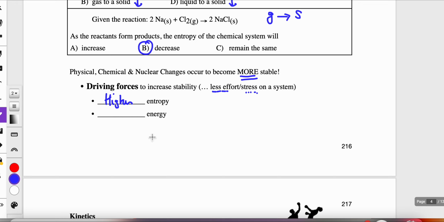Now the amount of energy, think of sprinting versus walking slowly, which requires less effort or less stress to continuously maintain. You can't stay at a sprint at all times. So what is easier to maintain, less effort, less stress, would be a lower energy state. So get these ideas memorized.